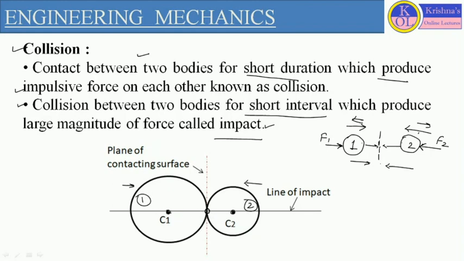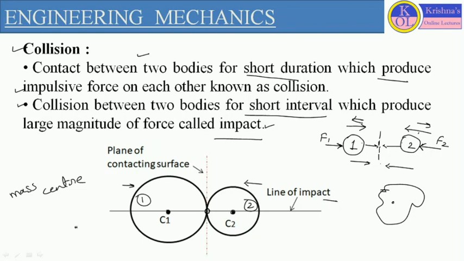So these mass centers can lie in the same line also, and they can lie in a different line or in a different position. For arbitrary shapes, these centers can be at different positions, and for similar shapes, these centers can be at the same position. So the first term is mass center. Now the second term is line of impact.